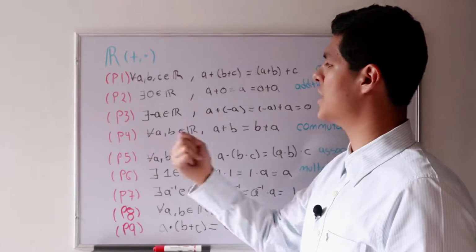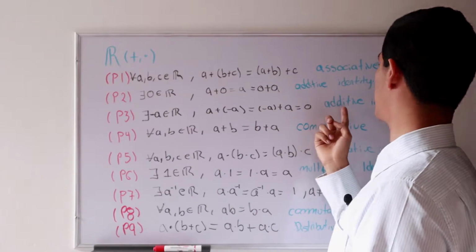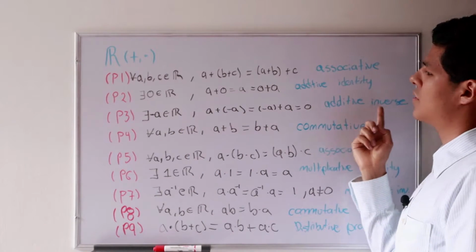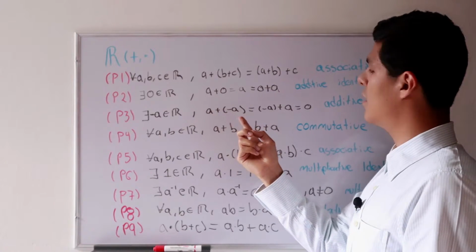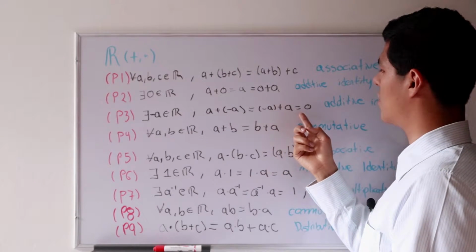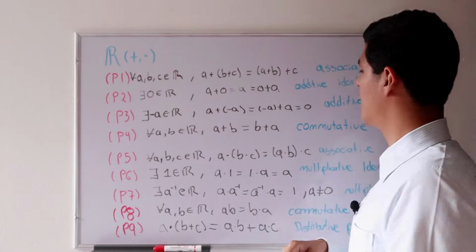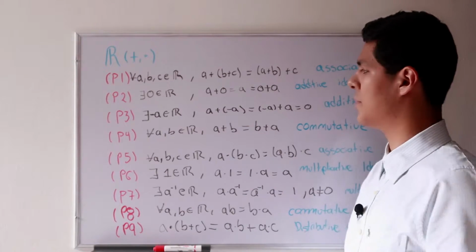The third property says the existence of the additive inverse. So you can add a plus minus a equals minus a plus a, and this is equal to 0. This is the additive inverse property of addition.